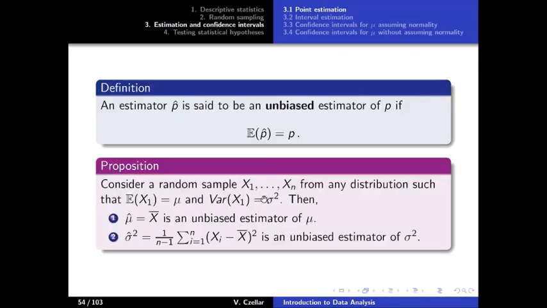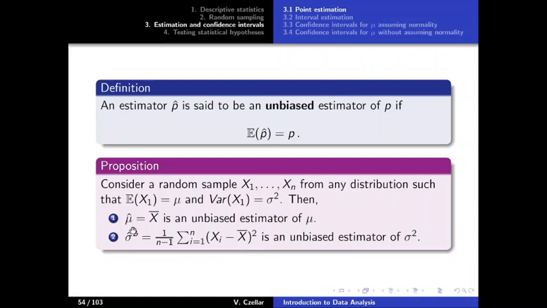If you take a random sample from any distribution, such that the expectation is denoted by mu and the variance is denoted by sigma square, then the mean of the random sample is an unbiased estimator of the expected value, and the sample variance of the random sample is an unbiased estimator of sigma square. Now, proofs are posted on my website, and here I will skip the proofs to gain some time.